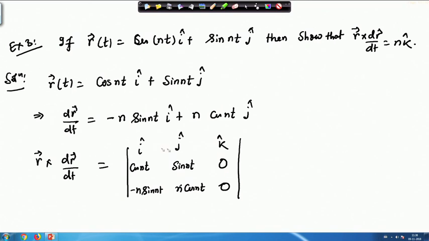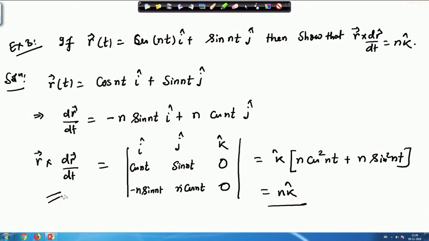If you break this determinant, you will find that both the i and j components are 0, because their coefficients are 0. So, i and j would not occur, and simply we will have k times n cos² nt plus n sin² nt. If I take n common, then this will be cos² nt plus sin² nt. That is 1, and therefore, this will be n times k, and this is what we needed to prove.